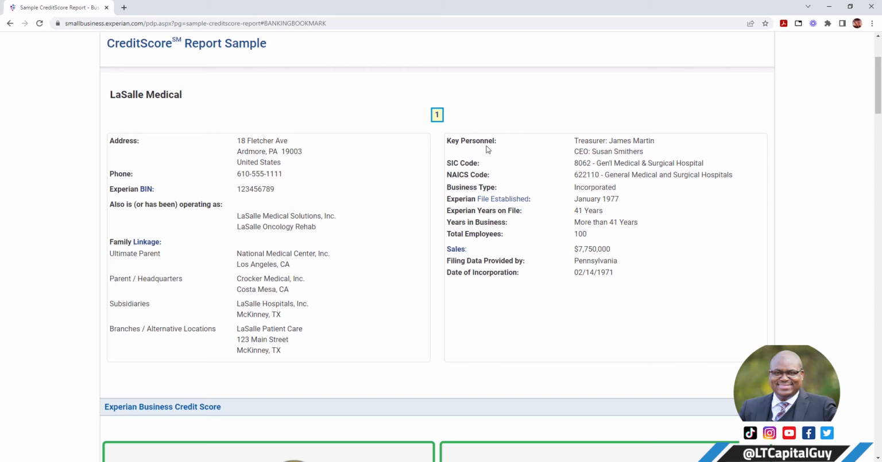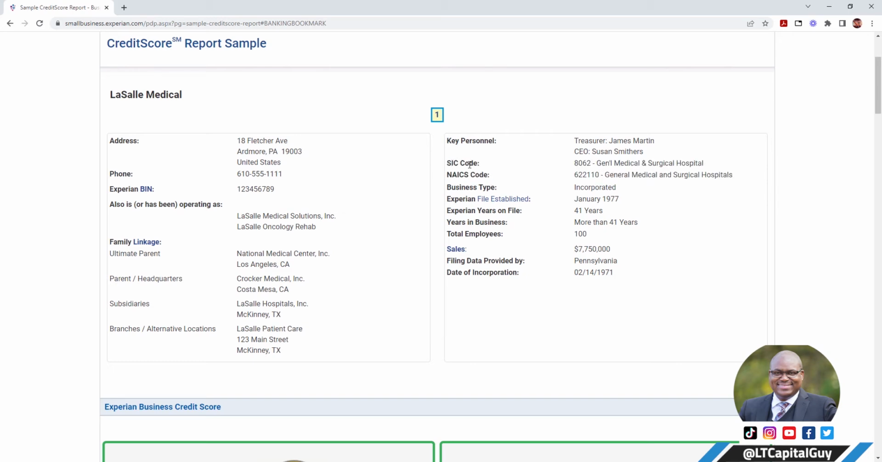And over on the right, we have some additional profile information in regards to the business and its industry. So, for instance, we have any key personnel, such as in this case, there's a treasurer, but also the CEO would typically be listed here. Now, these two items here are very important. We have the SIC code and the NAICS code.